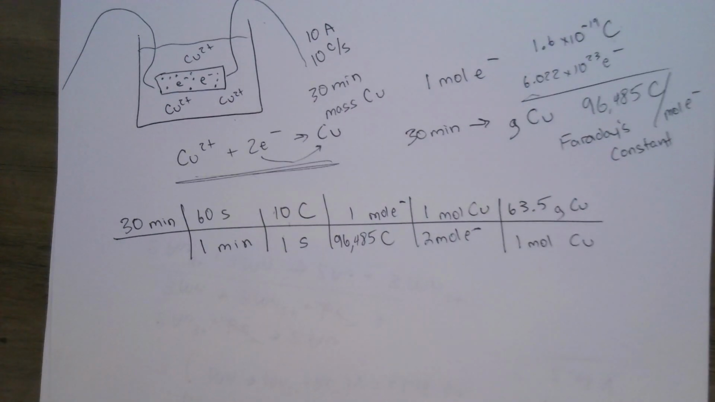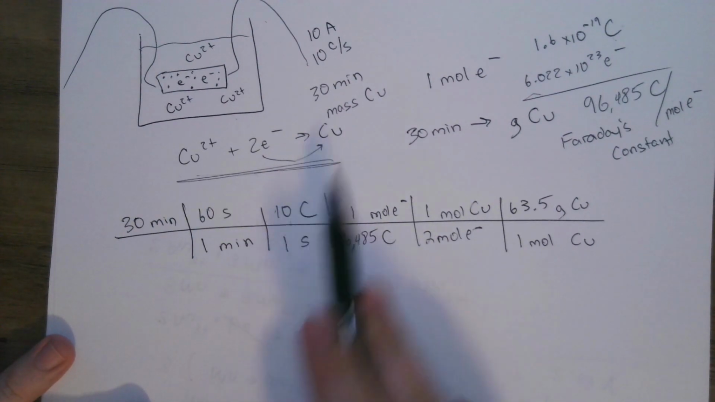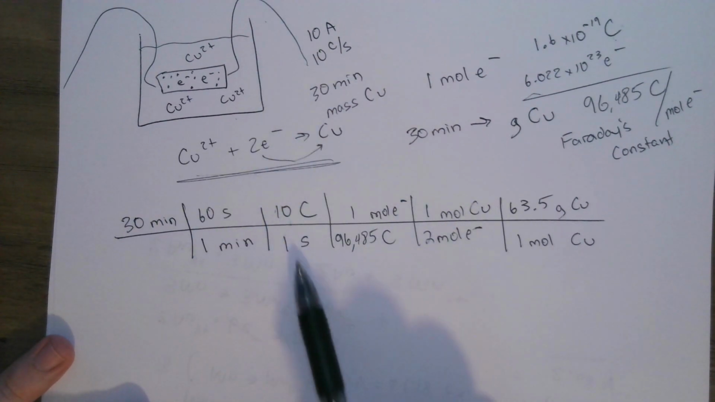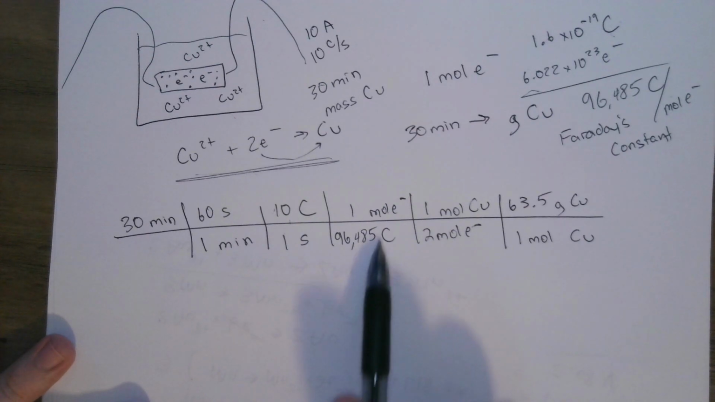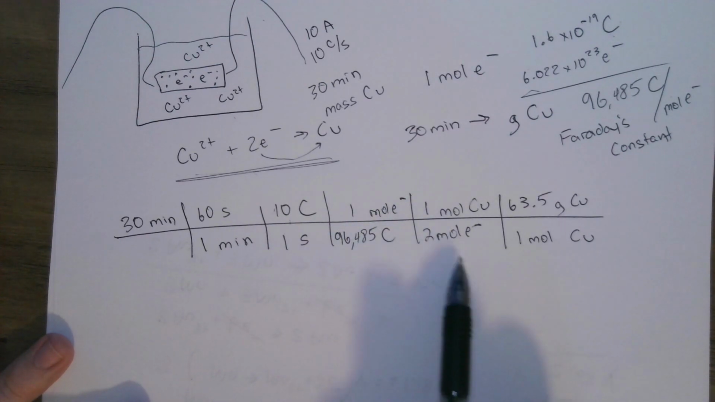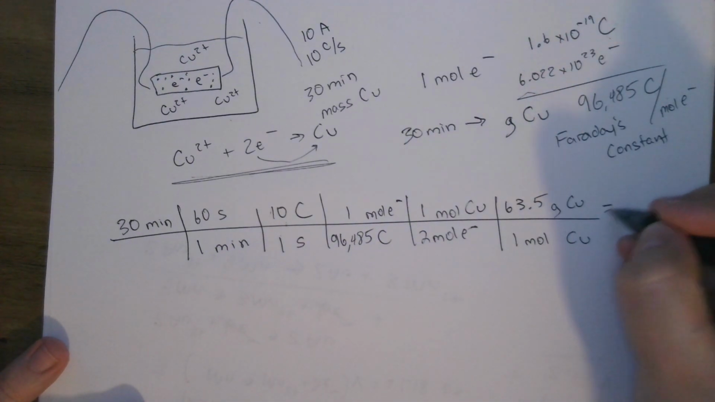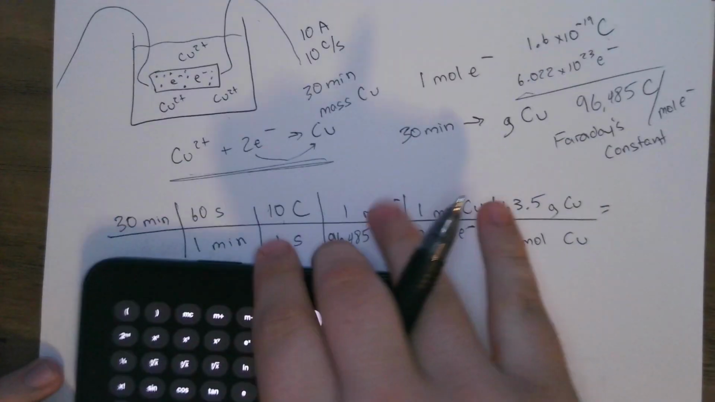That's my full stoichiometry setup. Minutes into seconds, seconds into coulombs using the current of 10 amps. Once I have coulombs, I can find out exactly how many moles of electrons have traveled through my wire. Use that to find how many moles of copper I was able to produce, and then just turn it into grams. All right, a lot of math here.